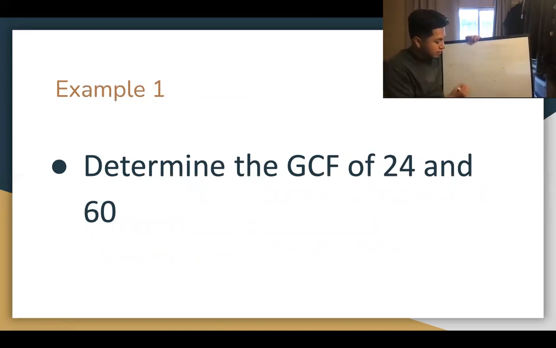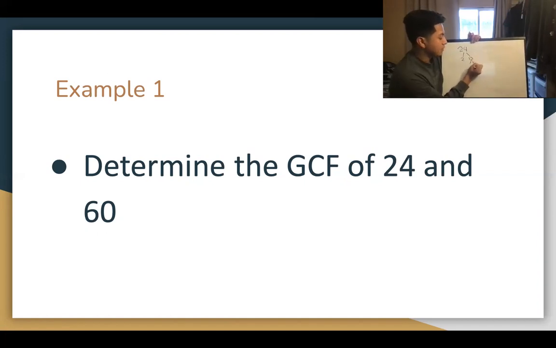So what we need to do in finding the greatest common factor of two numbers is find the prime factorization for both of them, which is our first step. So we're going to start off with 24. Let's start off with the prime factorization. 2 times 12 is 24. 2 can't be divided by anything else other than itself and 1. So we're going to leave it as that.